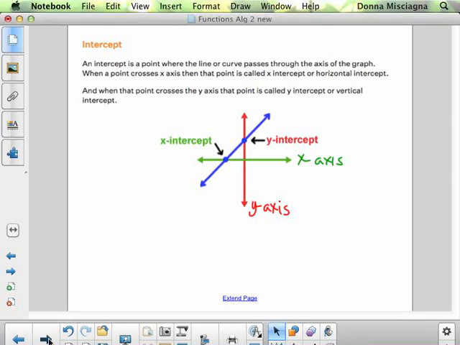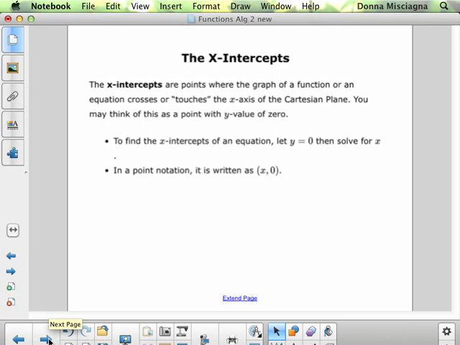We're going to go ahead and label some x-intercepts and some y-intercepts. X-intercepts are points where the graph of a function or equation crosses or touches the x-axis of the Cartesian plane. That's the horizontal axis. You may think of this as a point with a y value of 0. On the x-axis, y equals 0. To find the x-intercepts of an equation, you can let y equal 0 and solve for x. As a point, it's written as (x, 0). On the x-axis, y is 0.